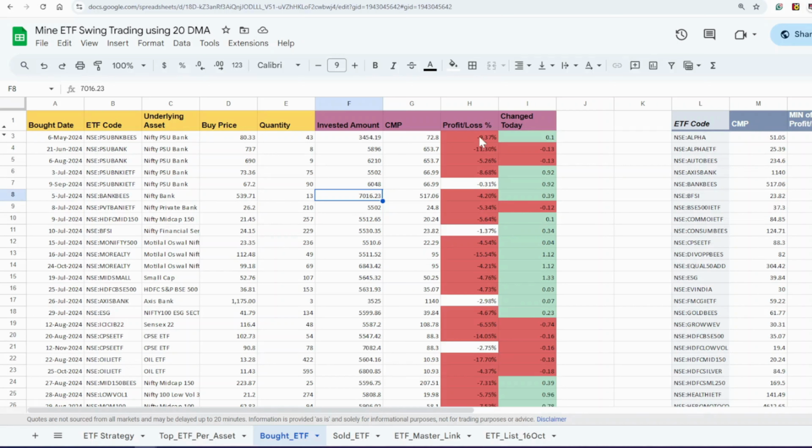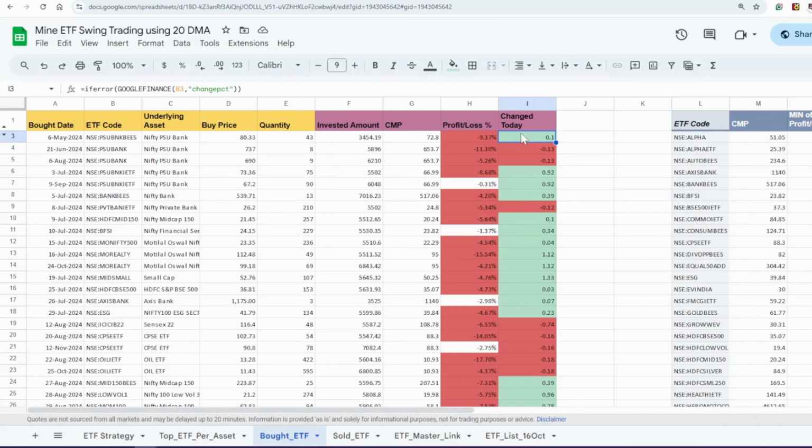As you can see, I'm getting this profit and loss percentage. So let me go to one of them. Like on 6th May 2024, I bought this PSU Bank BeES. The buy price is 80.33, the quantity is 43 and the investment amount is 3,454. The current market price is 72.8, and I am sitting at a loss of minus 9.37%. And it has gone up yesterday, because today is a holiday, by 0.1%.